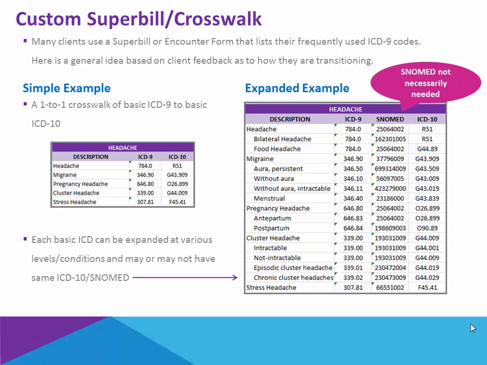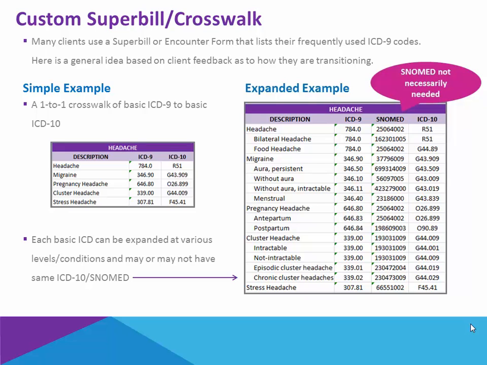SNOMED is not applicable on the billing side. So you see, just taking the generic headache. And this again is just a small snippet of what your Superbill would actually look like, because you of course would be tailoring it towards your patient population and the diagnoses that you are seeing and assessing.